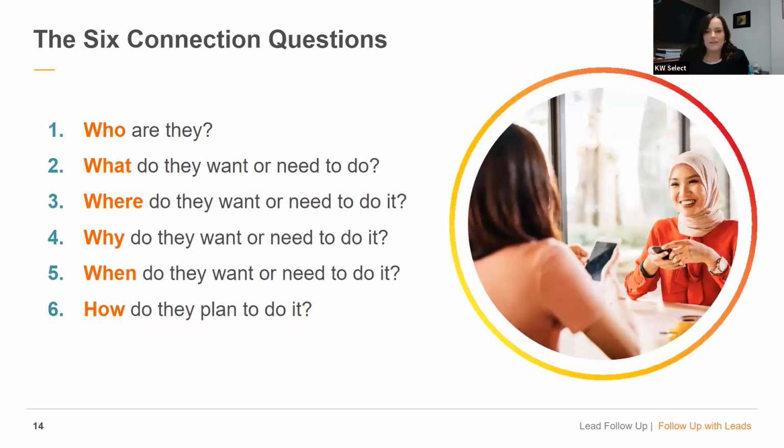Okay, so on page 11.6 in your guide, you have the 6 connection questions. The thing about connecting is that it's more than just small talk. It should always seek to answer these 6 basic questions. Who are they? What do they want or need to do? Where do they want or need to do it? Why do they want or need to do it? When do they want or need to do it? And how do they plan to do it?